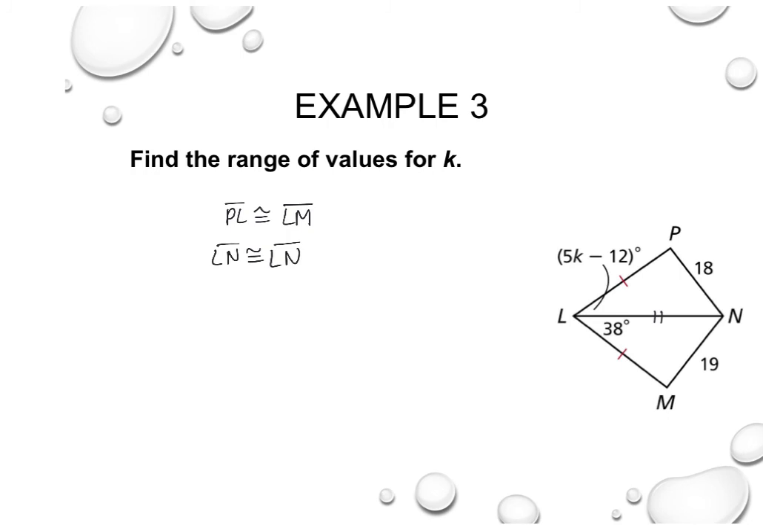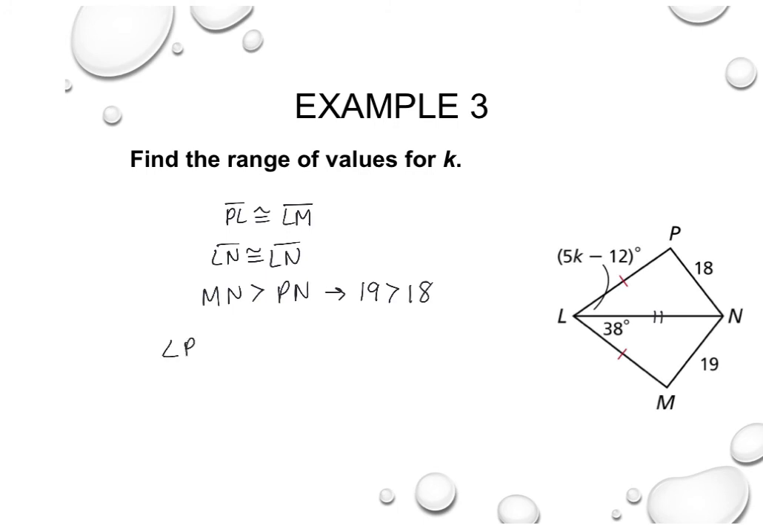Do we know anything about the angles? Not really, because that's in terms of k, all right? But do we know anything about the sides? Yes. We know that MN is bigger than PN because 19 is greater than 18. Okay? So if MN is bigger than PN, what does that tell us about the angles PLN and NLM? They're not equal, but we know something even more specific. We can write an inequality.